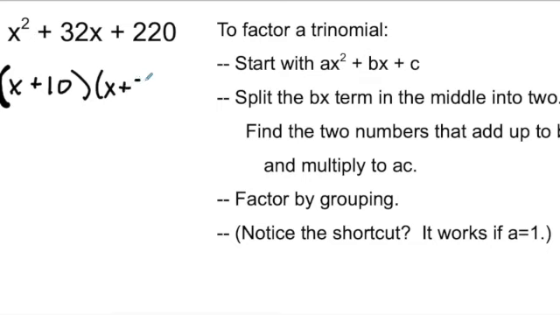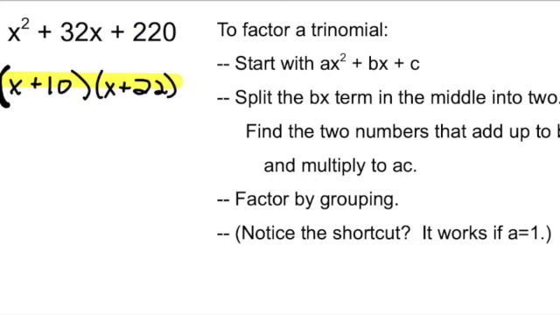This is a shortcut, and it only works when a is 1. That is to say it's 1x squared or just a plain x squared. If you have a different number out in front of x squared, this shortcut doesn't work. But for now, this is a great shortcut to have. You can just say x plus 10, x plus 22, and that's it. That's your final answer. If you're ever not sure about this, you can always check it. You can make a Punnett square or use FOIL, and it'll come out the right way.